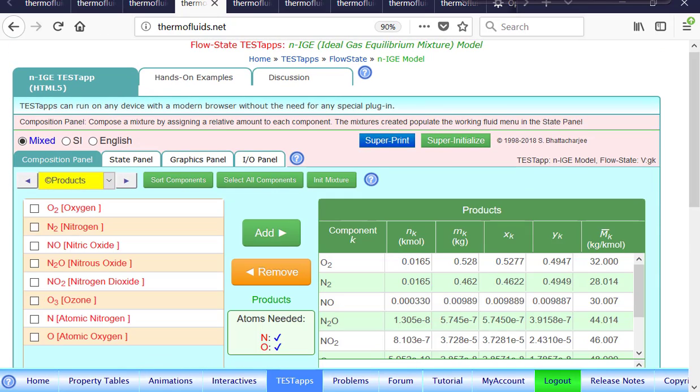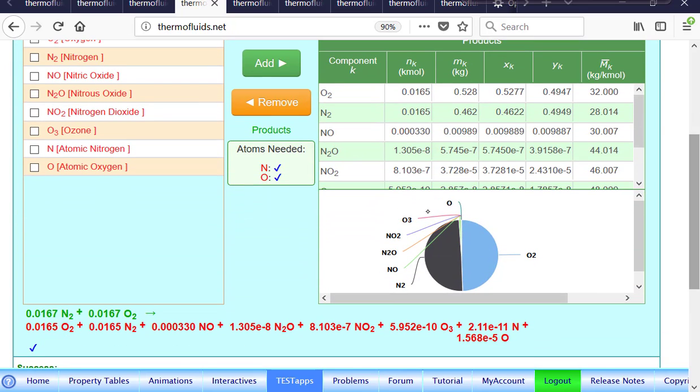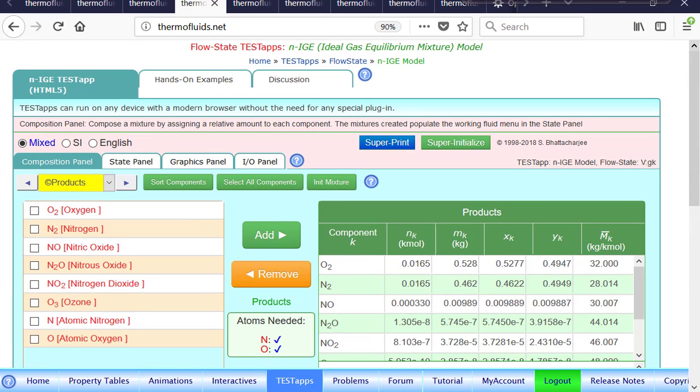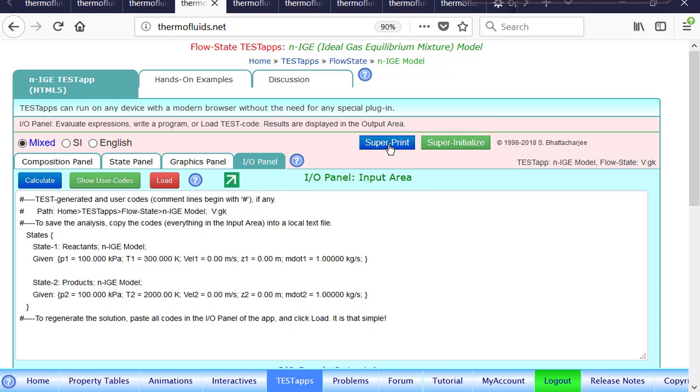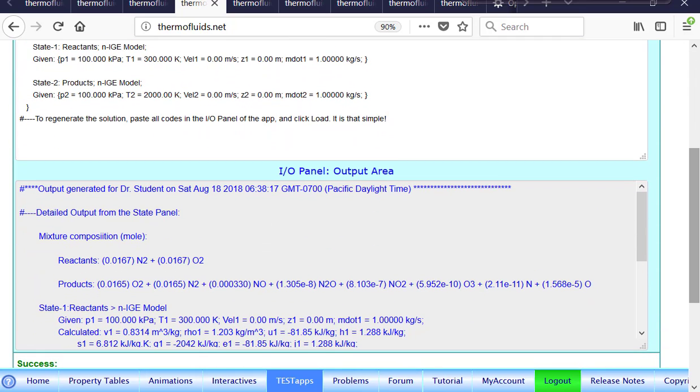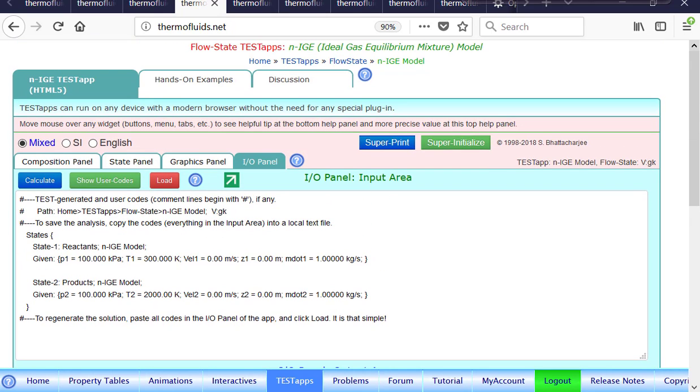If you go to the composition panel, you'll see the detailed composition of the products displayed here. Of course, if you click the super print button, you can get a printout of all of that, of the particular reactions. This is the product composition, as you see. This is the reactants composition, etc.